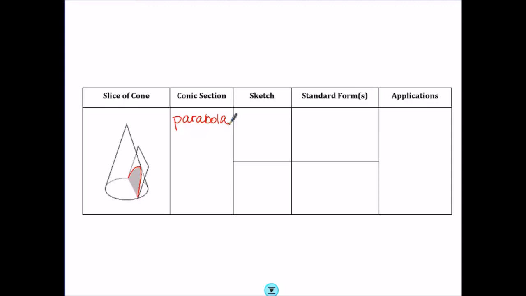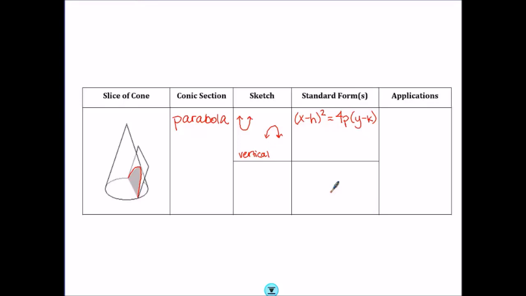The first is the type that you saw in Algebra 2, which is like this or like this. And we're going to call these vertical parabolas because they open either up or down. And the standard form equation for this is (x - h)^2 = 4p(y - k).